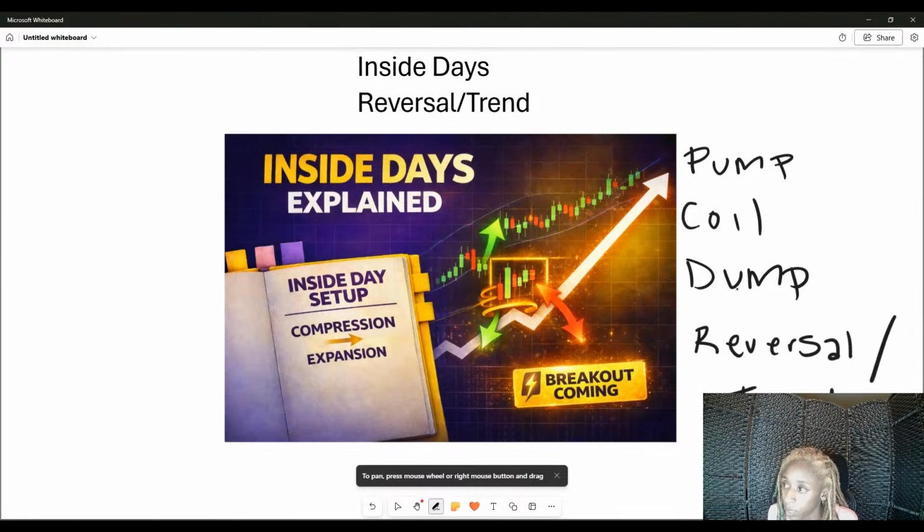Me personally, I like to go off of closing breakout signals. However, it's the same. We're looking for the same thing. Ultimately, we're looking for the pump coil dump. It's just what signal are you following? Now, inside days can be part of a 3-day setup. Most of the time, they are.